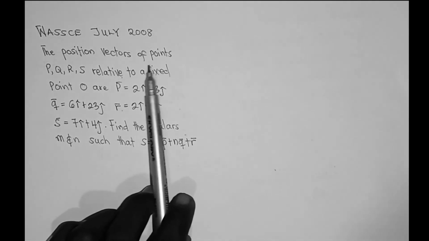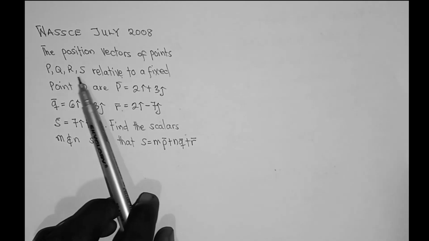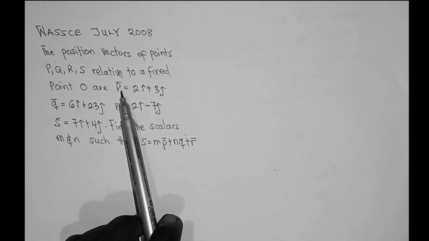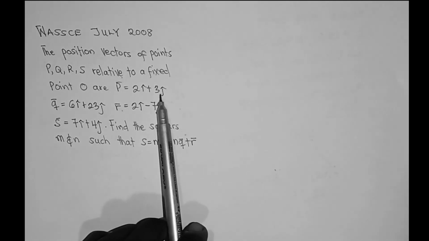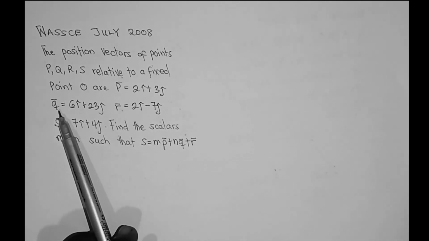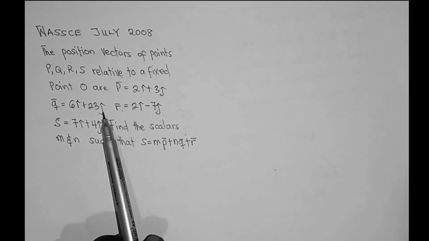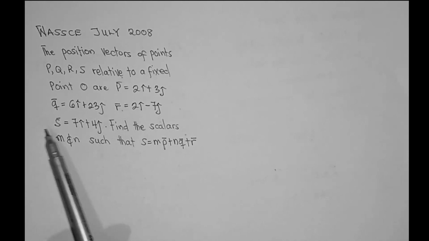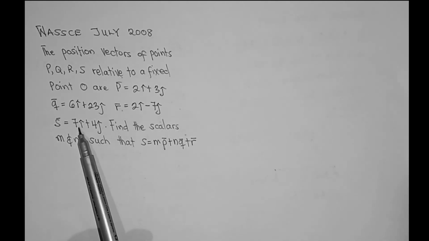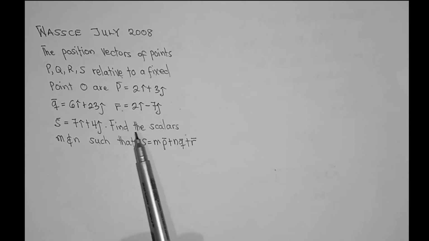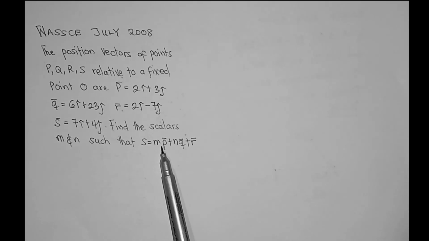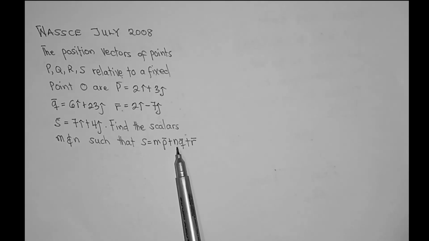The position vectors of points P, Q, R, S relative to a fixed point O are vector P equals 2i plus 3j, vector Q equals 6i plus 23j, vector R equals 2i minus 7j, and vector S equals 7i plus 4j. Find the scalars m and n such that S equals mP plus nQ plus R.